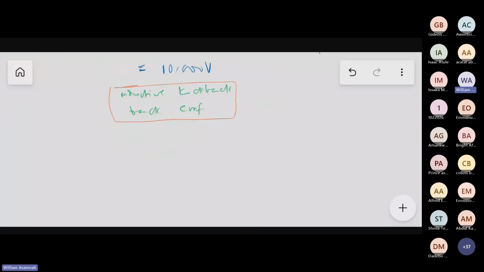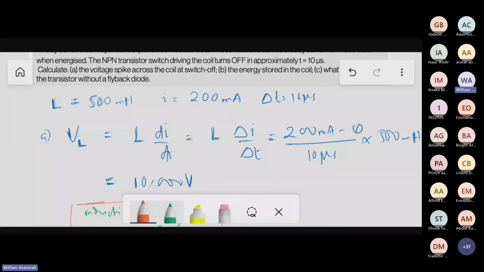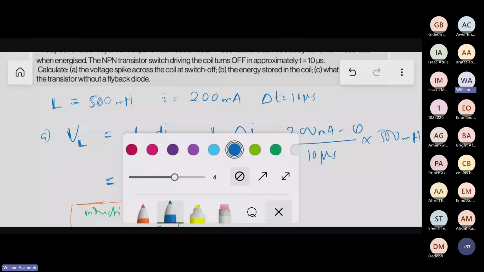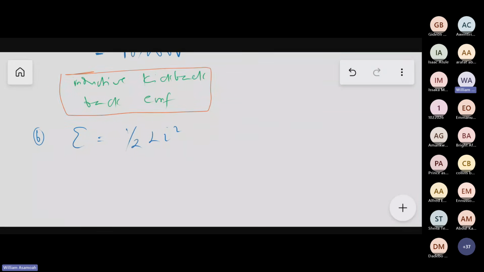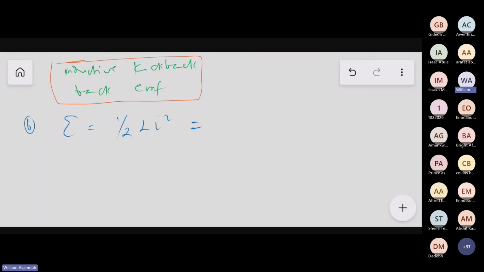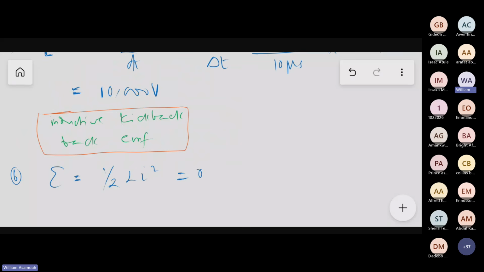Now question B says we should find the energy stored. Let's do the energy stored before we do the practical aspect. Energy stored is half times L i squared. So when you substitute in it, what do we get? 10 millijoules.